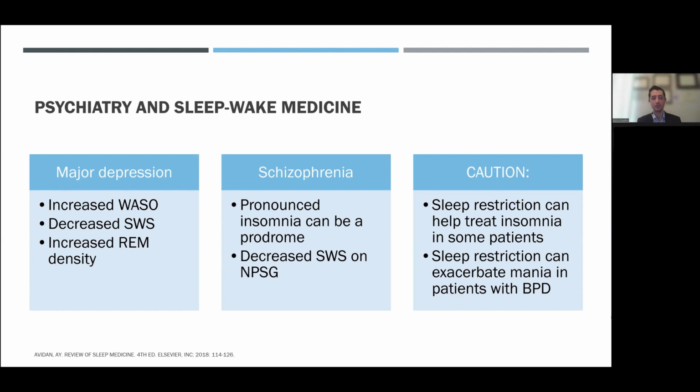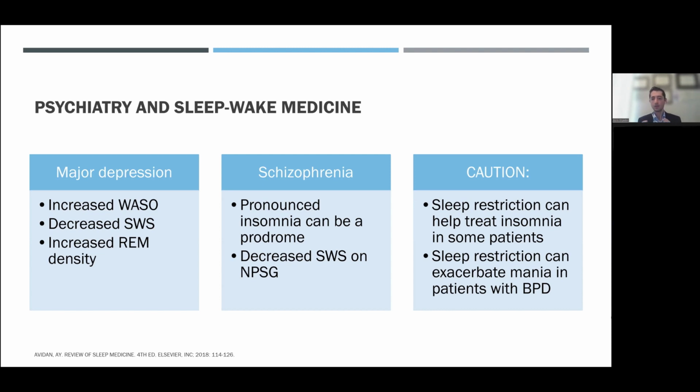Some things that we see with insomnia: patients with insomnia symptoms include patients who have major depression. They could wake up a lot earlier than they would like to, and they have what's known as increased wake after sleep onset. And then they might have decreased slow wave sleep. That's the form of sleep that's the non-REM stage 3, which is a very restful, stable form of sleep. That's very important. And they also might have a little bit more REM density. As opposed to patients with schizophrenia, they can also have decreased slow wave sleep on the NPSG.